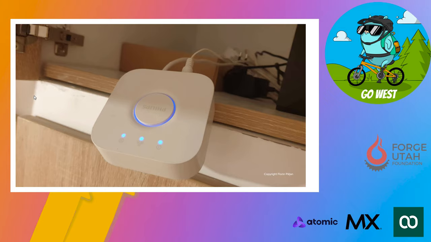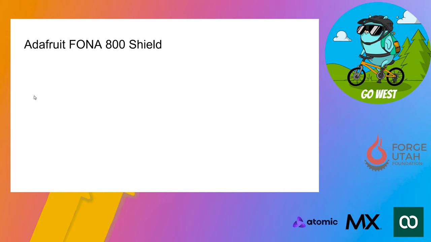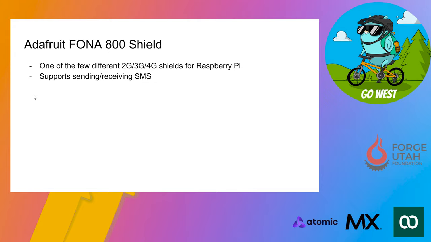Back on track on me receiving messages. So how do I receive messages? The Adafruit Fona 800 Shield is the solution that I chose. It does support sending and receiving SMSs. It does support sending and receiving calls, which is also interesting. And it offers access to the internet via 2G.